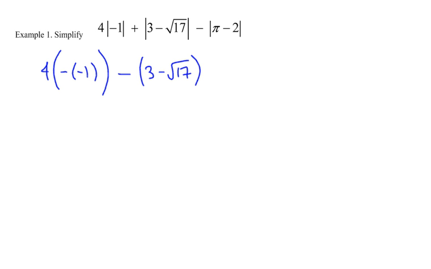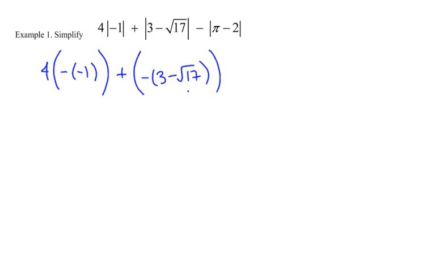Are we clear with that? Or should I write that out differently? Okay, I'll write it out differently. Plus, bracket, negative times 3 minus root 17. Now it's equivalent to the above. Because in order to make it positive, we have to multiply by a negative, because it was already a negative number. Next guy, pi minus 2.